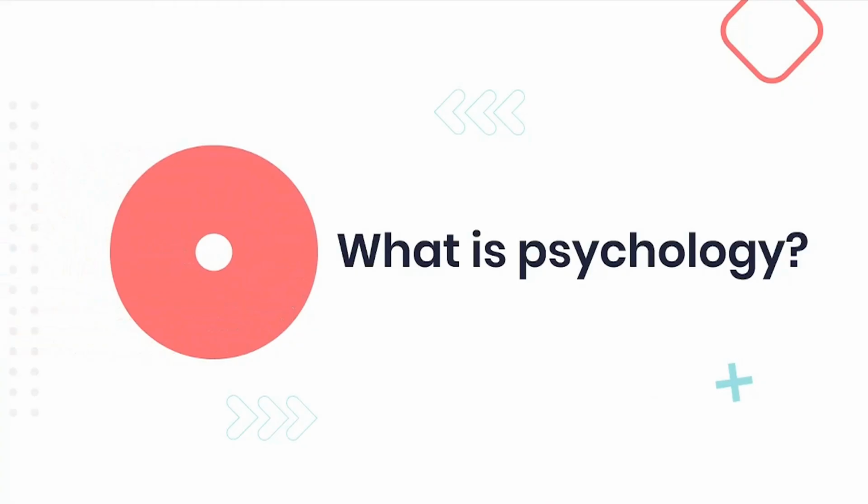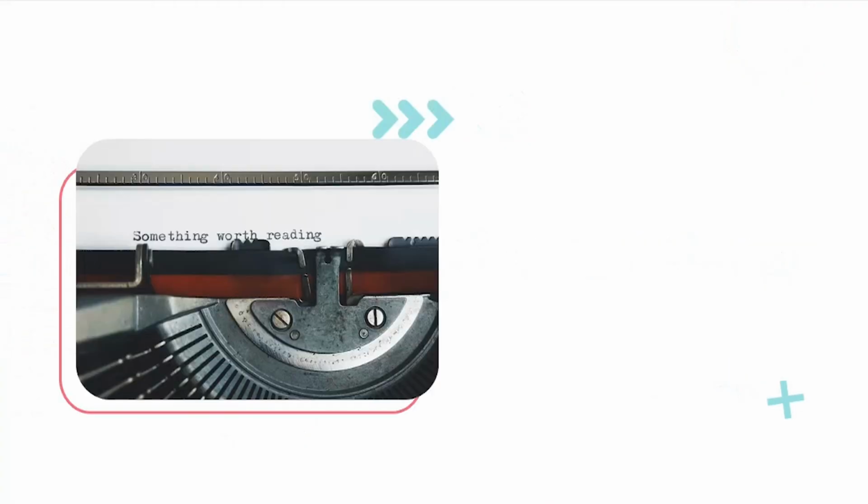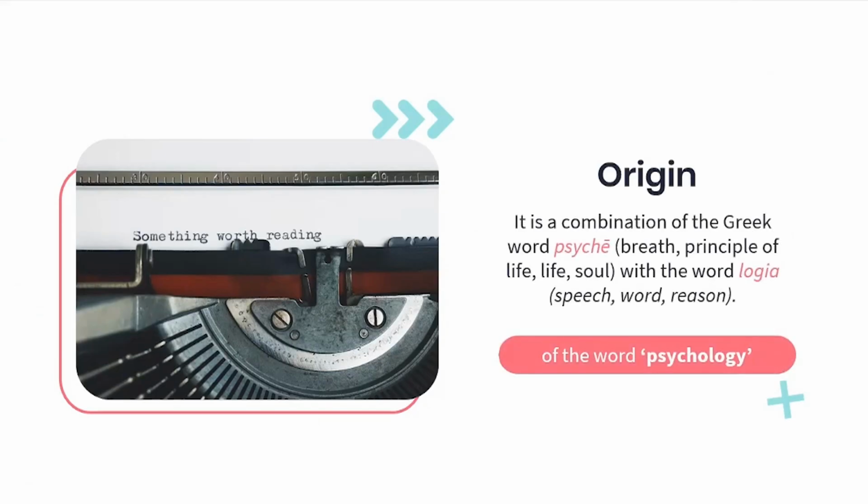Have you ever wondered about what psychology really is? Let us find out. Let us start at the beginning. Have you ever wondered where the word psychology came from? Well, the word psychology was formed by combining the Greek word psyche, meaning breath, principle of life, life or soul, with the word logia, stemming from the Greek word logos, meaning speech, word, or reason. The word psychology is thus linked with our psyches, the life within us, our souls and reasoning, and interacting with others through speech or words.